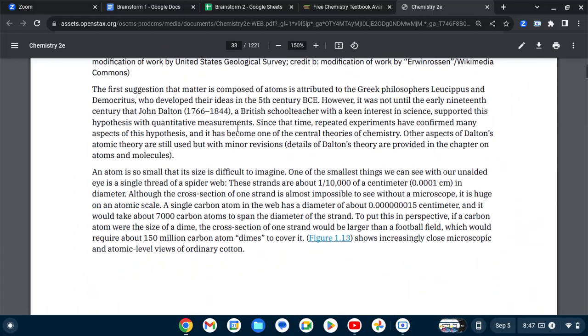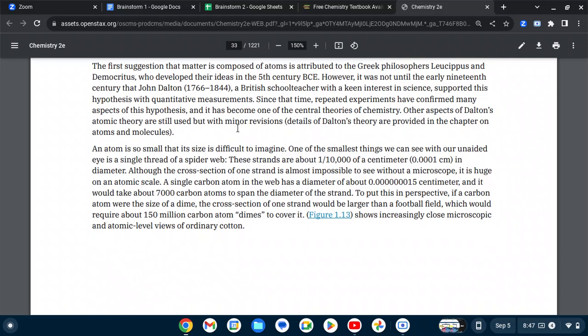The first suggestion that matter is composed of atoms is attributed to the Greek philosophers Leucippus and Democritus, who developed their ideas in the 5th century BCE. However, it was not until the early 19th century that John Dalton, a British schoolteacher with a keen interest in science, supported this hypothesis with quantitative measurements. Since that time, repeated experiments have confirmed many aspects of this hypothesis, and it has become one of the central theories of chemistry. Other aspects of Dalton's atomic theory are still used, but with minor revisions.